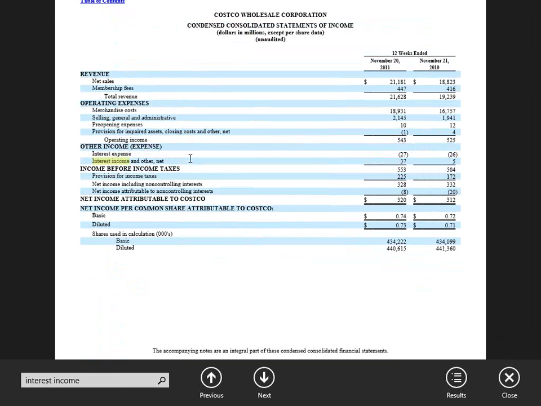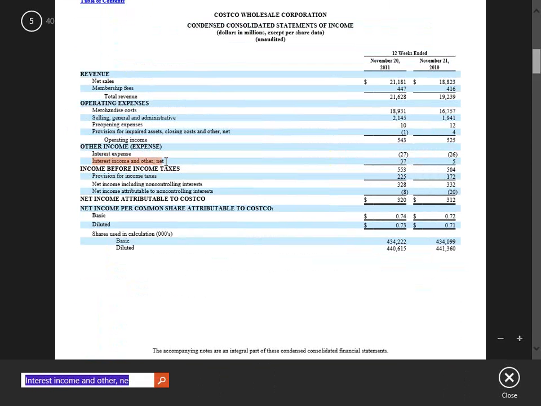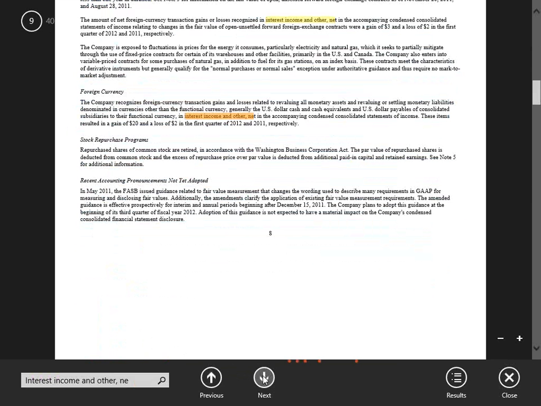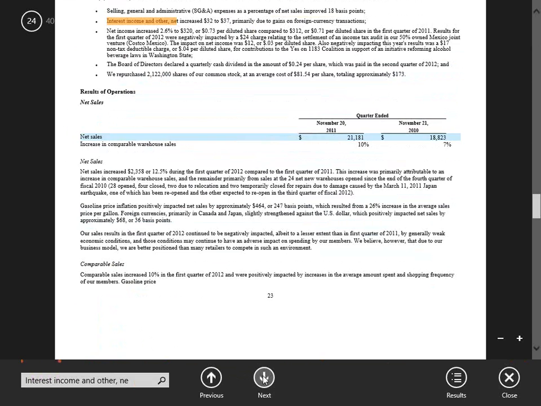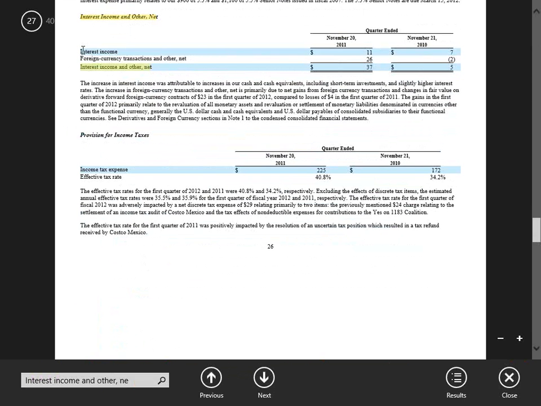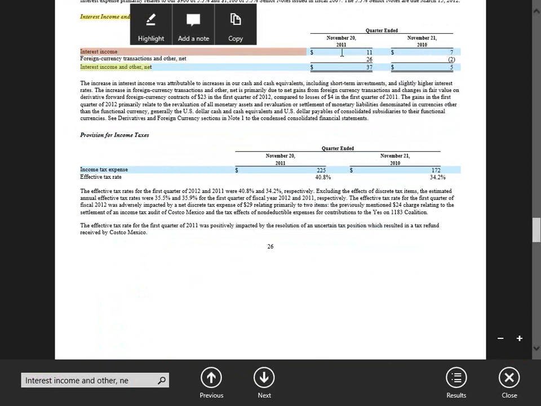We want EBIT and EBT, and we want other income to be separate from interest income and interest expense. Interest expense is completely explicit, but interest income and other are grouped together. So we do a quick word search for interest income and other, and that gives us this table, which lays out exactly the components of the interest income and other. And here is the straight interest income, which is 11.